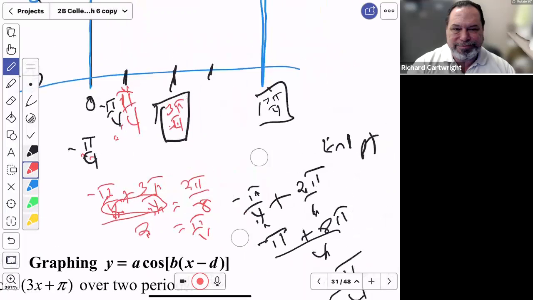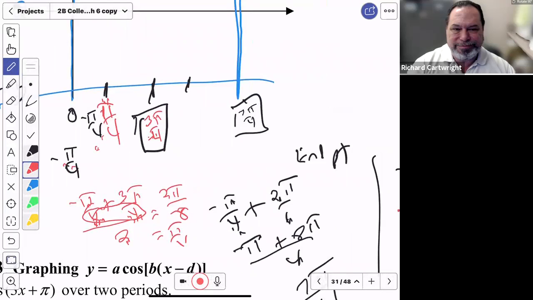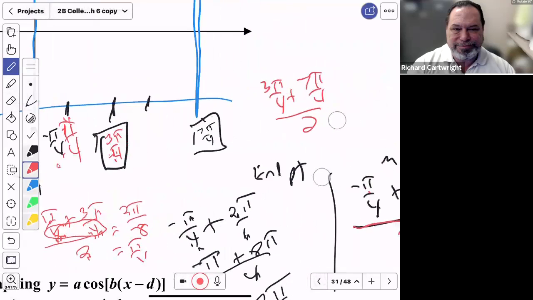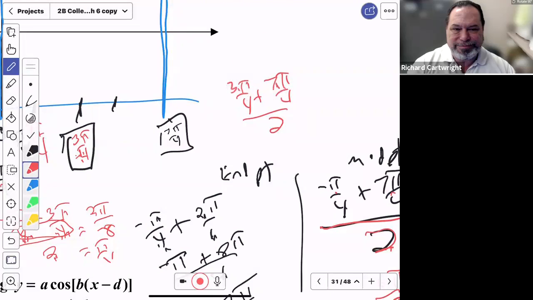To get the last middle number, I take my endpoint. So you need scratch paper somewhere or a clean sheet where you're keeping track. Let's see. I'm going to do it over here. That number was 3 pi over 4. I'm going to add it to the 7 pi over 4. Take that answer, divide by 2, same denominator, 7 plus 3 is 10, that's 10 pi over 4, divided by 2, 10 pi over 8, which is 5 pi over 4.